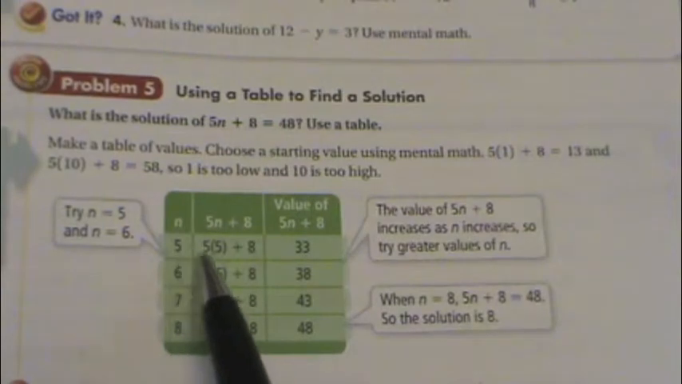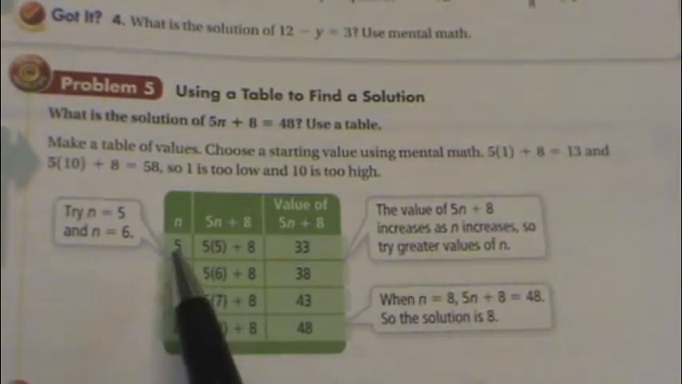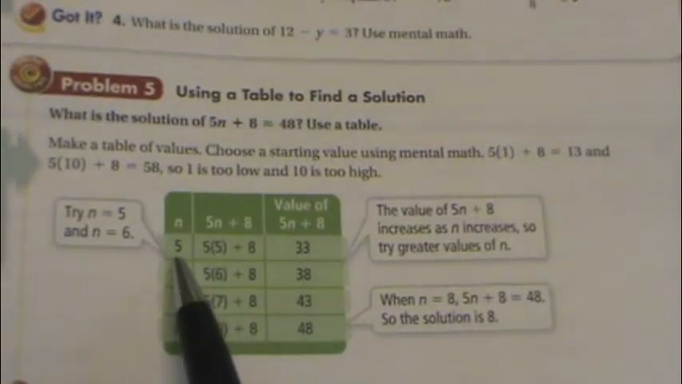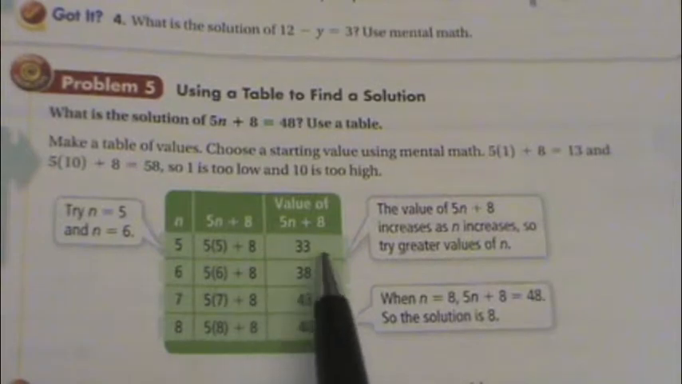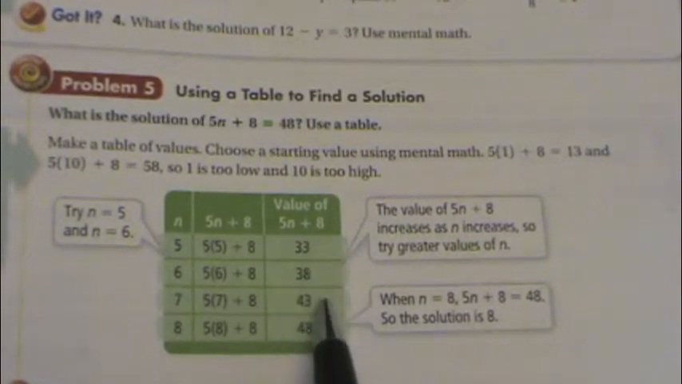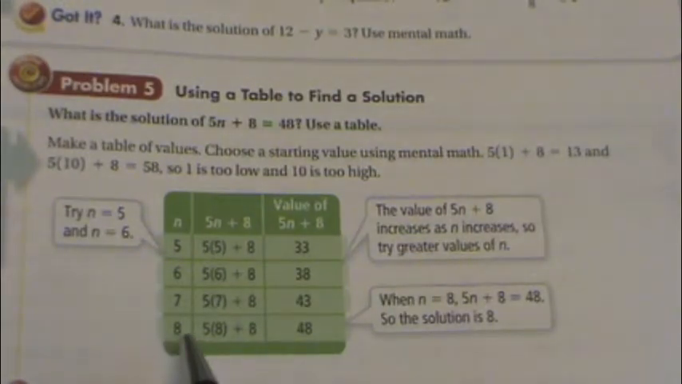So they recommend just making a chart to narrow this down a little bit. Put in several different numbers. They used 5, they used 6, they used 7, they used 8, and they came up with all the solutions. You'll notice down here when you get to 5 times 8 plus 8 gives you 48, the solution you were looking for.